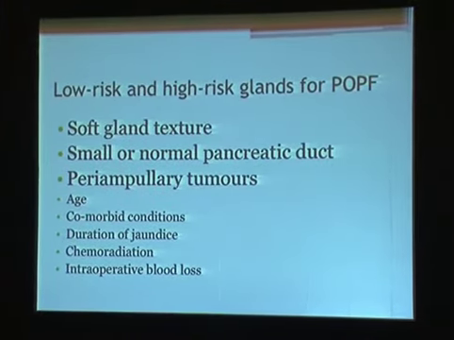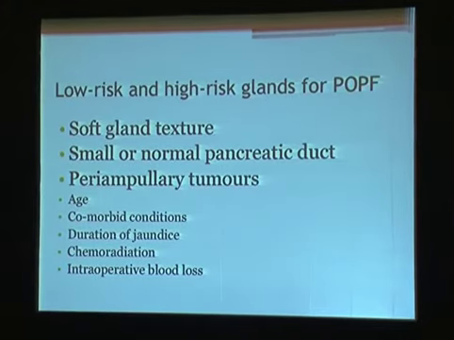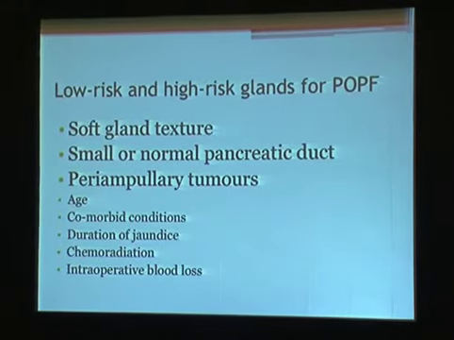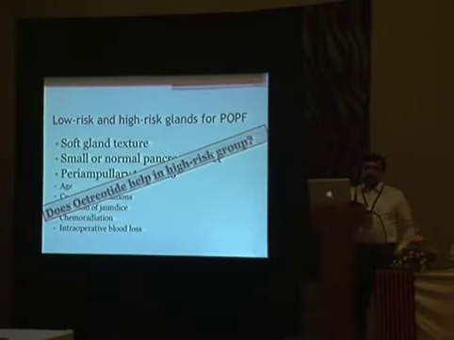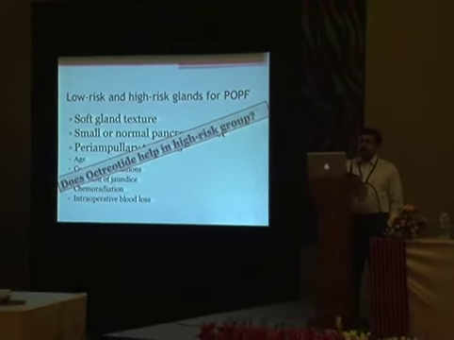If you look at the type of gland we handle, there are low risk and high risk glands. The high risk glands include the soft glands, with normal texture and normal small size ducts, typically in a small periampullary tumor or an islet cell tumor. There are other factors put forward. And it is in this subgroup of patients that the question is always asked whether octreotide is helpful in this high risk group. This study addresses this issue.